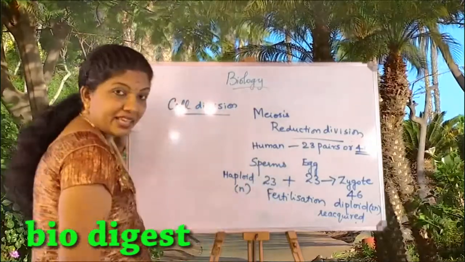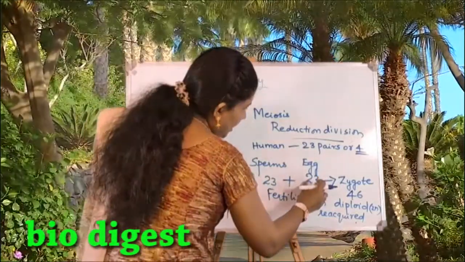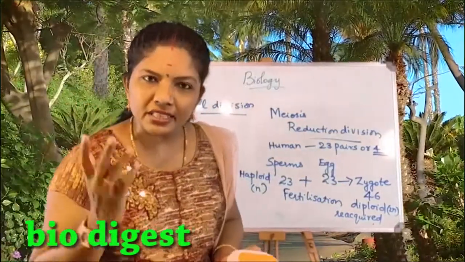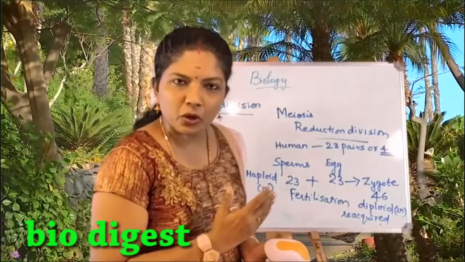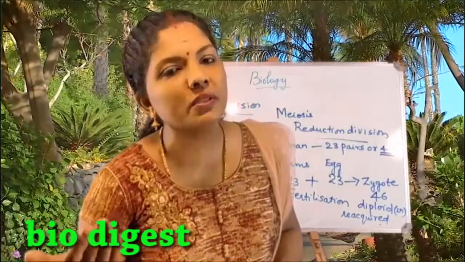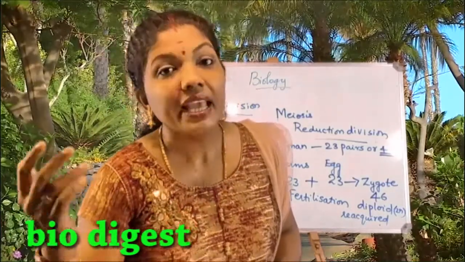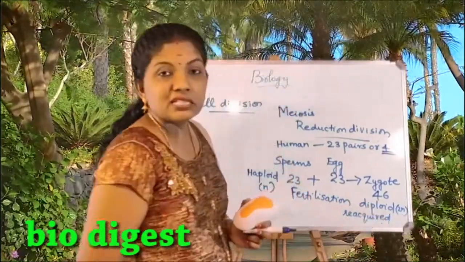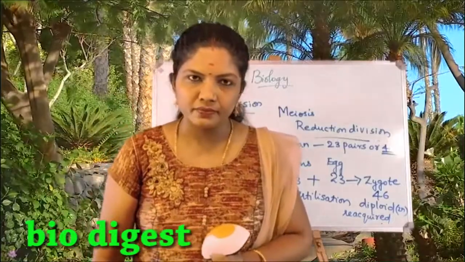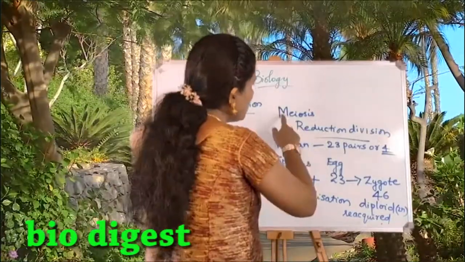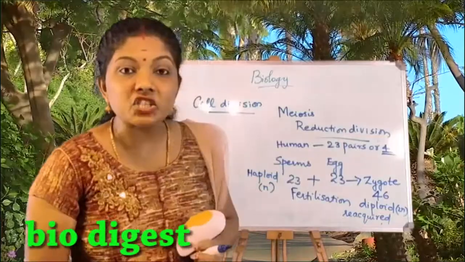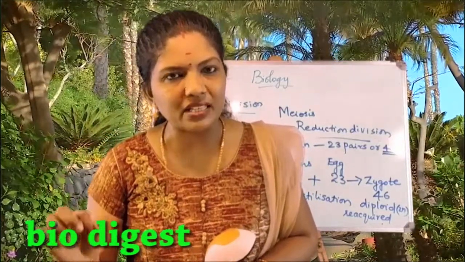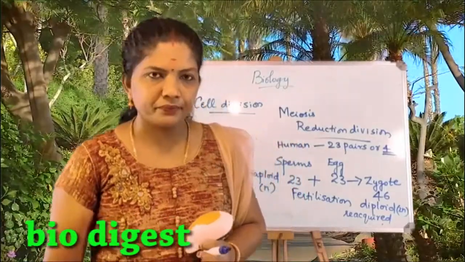23 chromosomes are there in the sperm, and again 23 chromosomes are there in the egg. When fertilization happens, the 23 chromosomes of the sperm fuse with the 23 chromosomes of the egg, thereby the normal diploid number is reacquired. That is why meiosis is called reduction division. This is an important question that will come for the board exam.